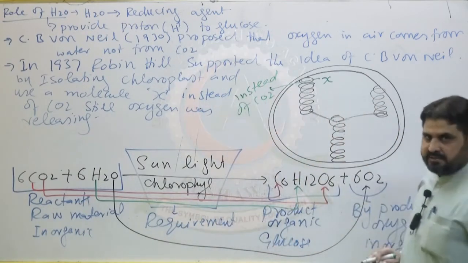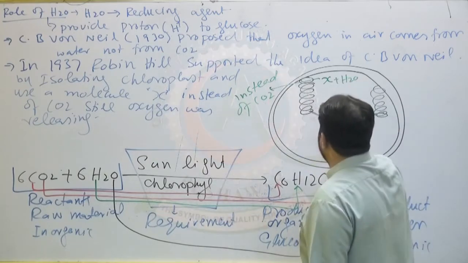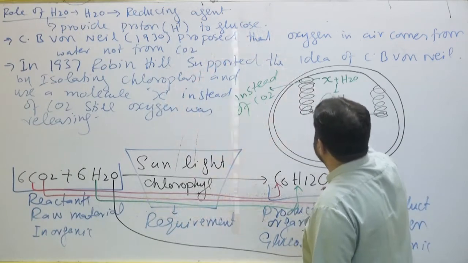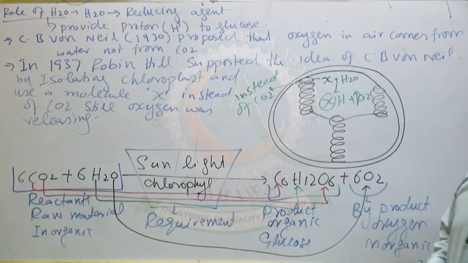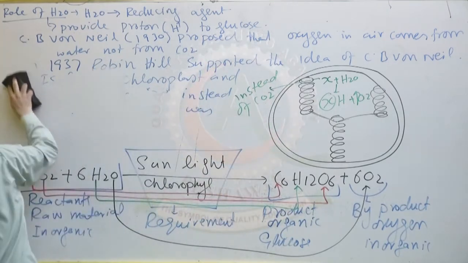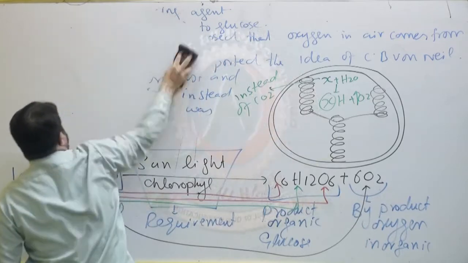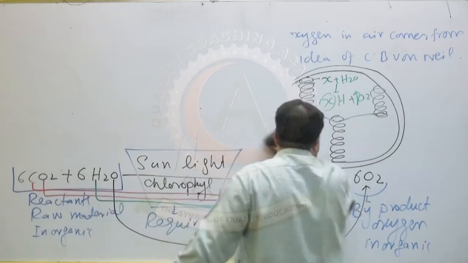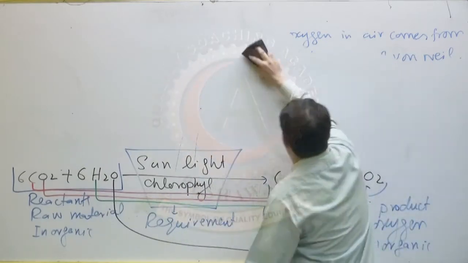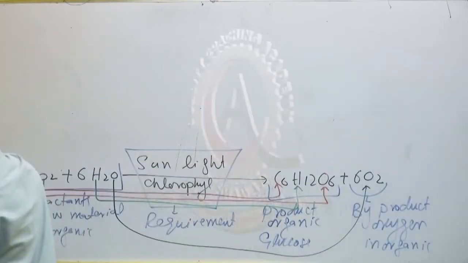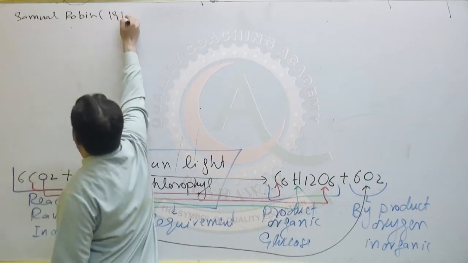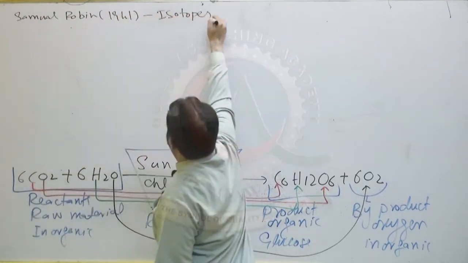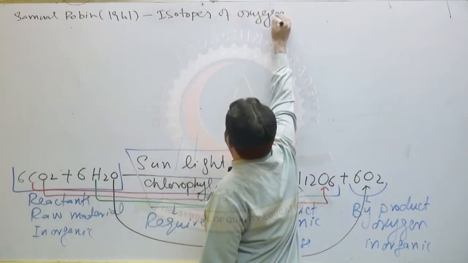Now here there is no carbon dioxide in these reactions, and this X molecule is used to retain the hydrogen, and along with that reaction, oxygen was produced. So it means that the idea of van Niel was a correct statement, that the oxygen is released from water, not from carbon dioxide. But science needs more and more experiments and evidence. So later on another scientist, Samuel Ruben, performed an experiment in 1941, and he used isotopes of oxygen in the experiment.